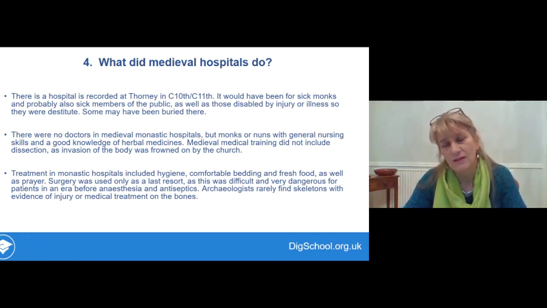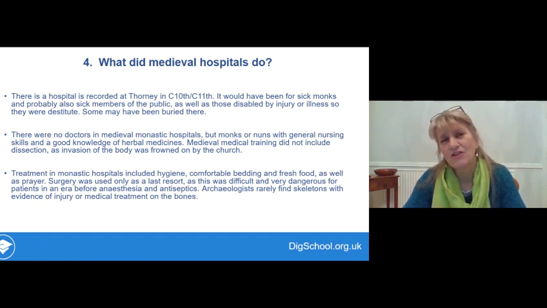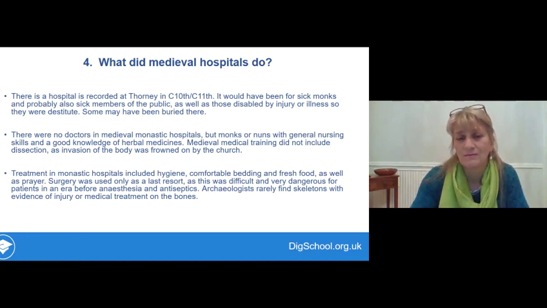Surgery was only used as a last resort. It was difficult and very dangerous in an era before there were anaesthetics or antibiotics to control infection. And in fact, archaeologists very, very rarely find skeletons with any evidence of medical intervention, or indeed with very much evidence of any damage or unusual abnormalities on the skeleton at all. These are very, very uncommon, even in a monastic cemetery with a hospital.